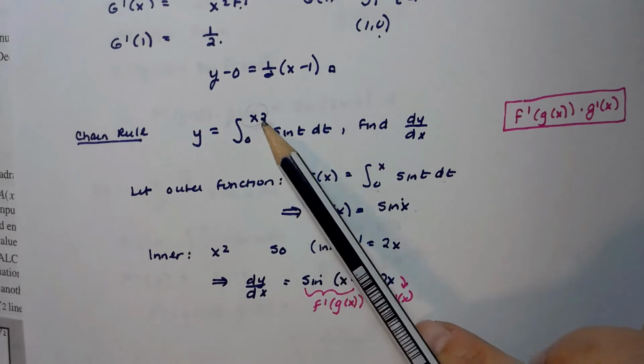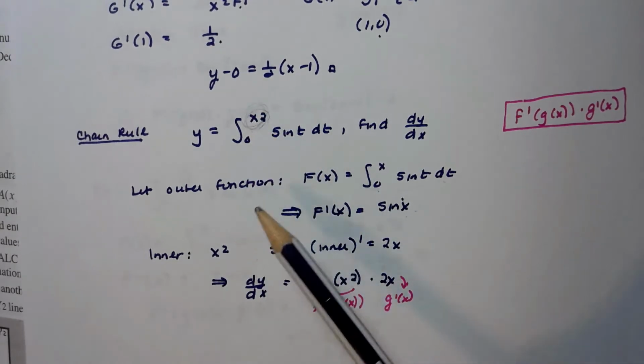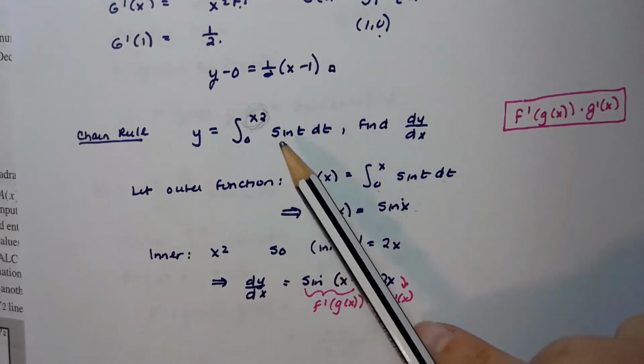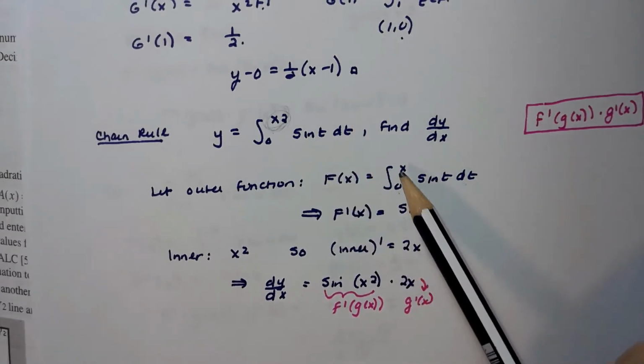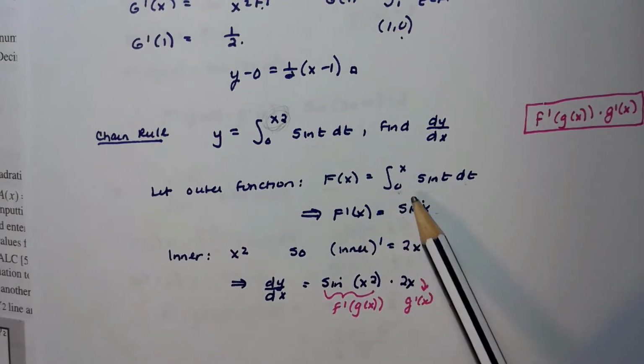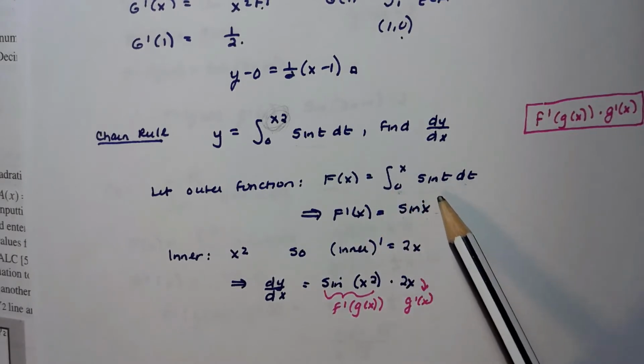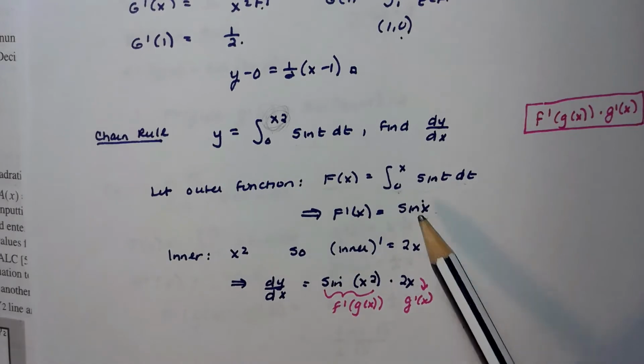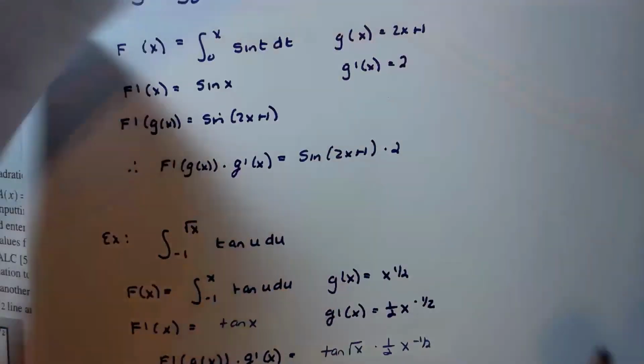So generally we let this thing up here be our inner function, or we call it g of x. And this whole thing here from 0 to x will be, and by the way, the lower bound doesn't matter. If there was a 3 there or a 5 there to x, it doesn't matter. The derivative is still sine of t, sine of x.